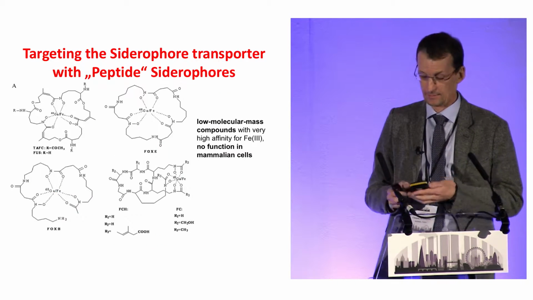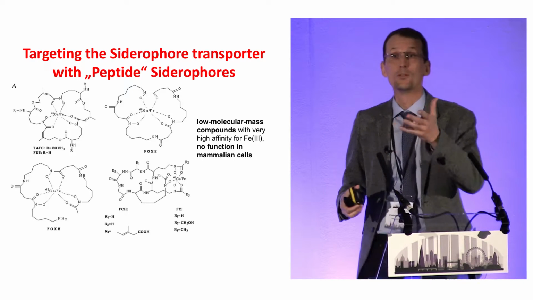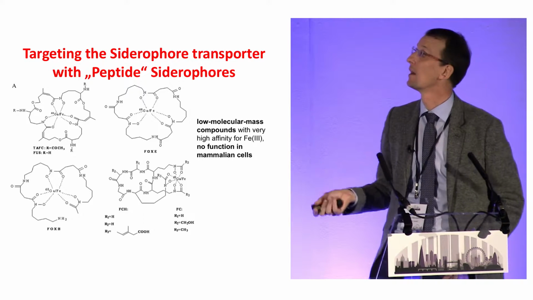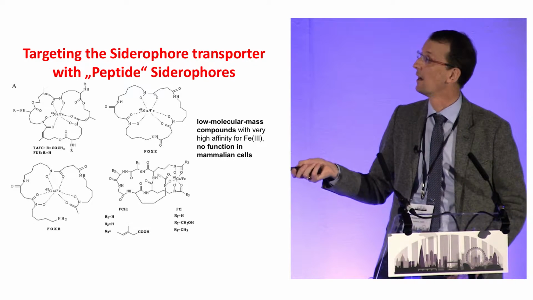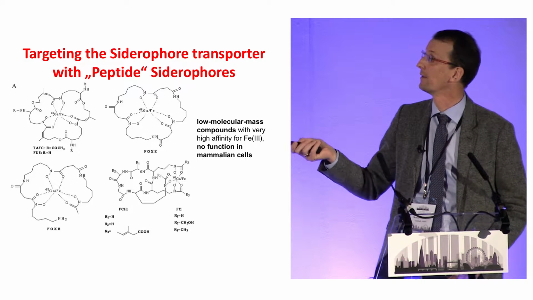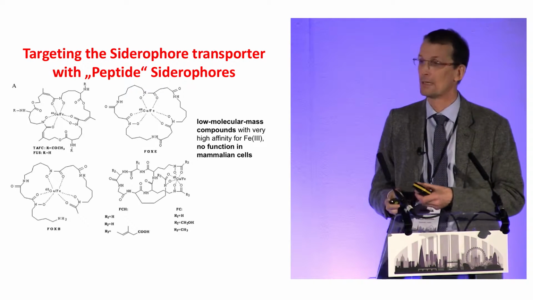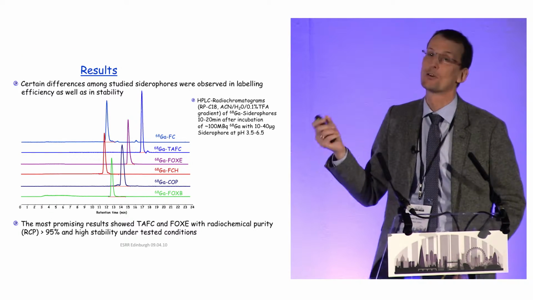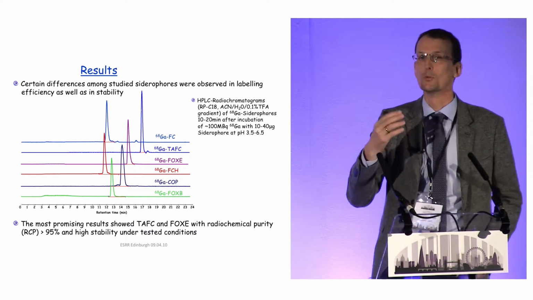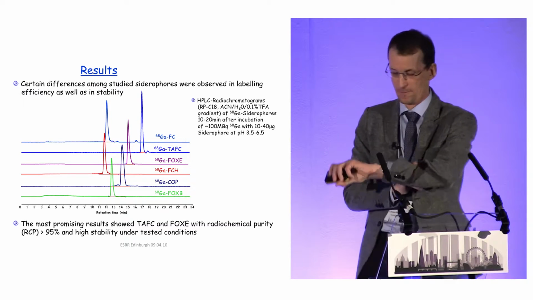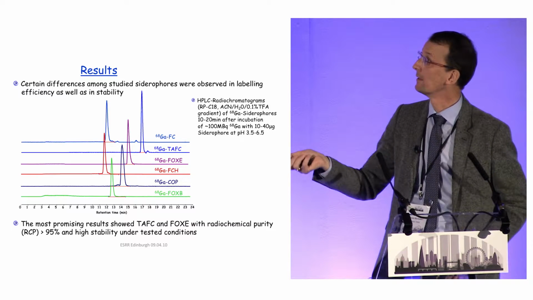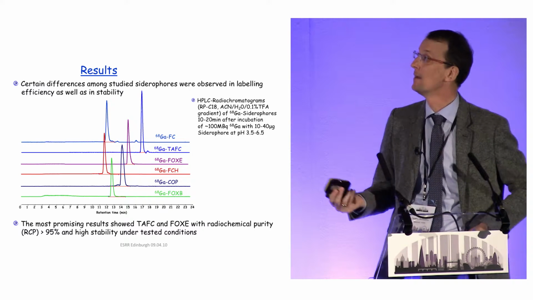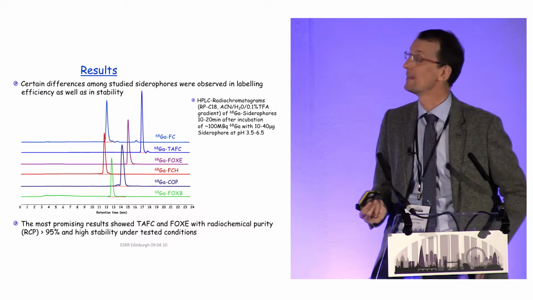favorable pharmacokinetics. So what we did is we took some siderophores, we took TAF-C, but we also took FOXY, which is actually a bacterial siderophore, a non-cyclic one, and ferrichrome and ferricrocin, and tried to label them with gallium. You see here HPLC chromatograms that you take a very small amount of the siderophore and you can label it, and it labels very nicely and specifically. The gallium gives a very stable complex.